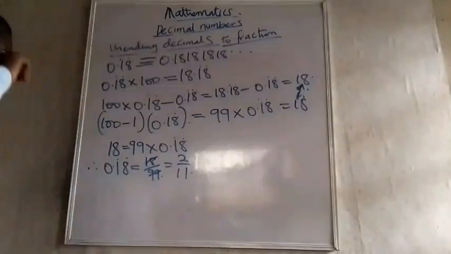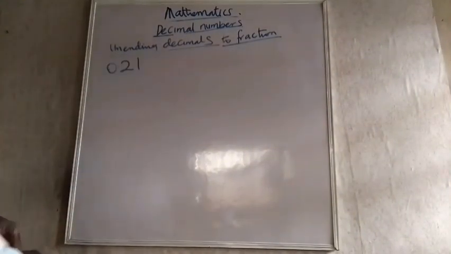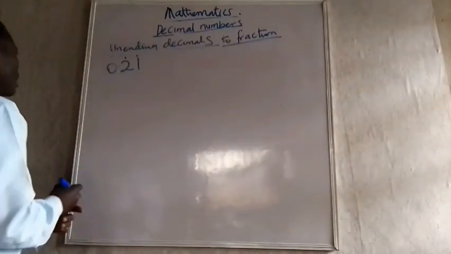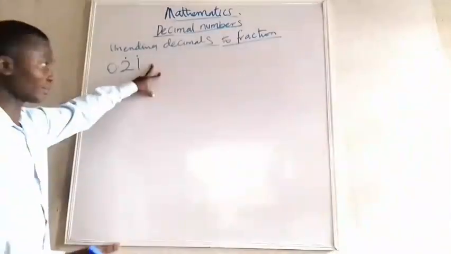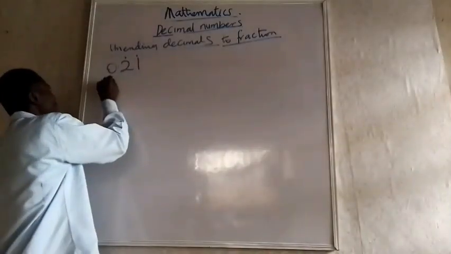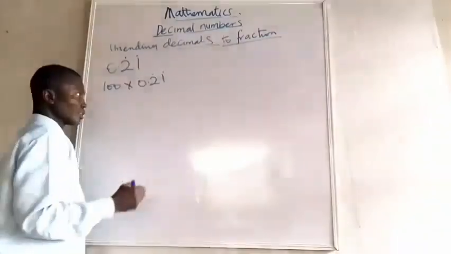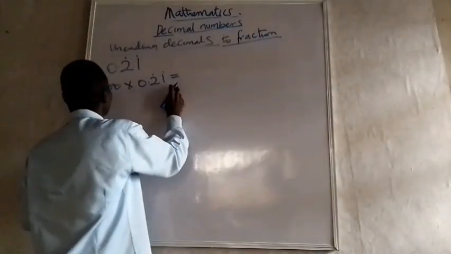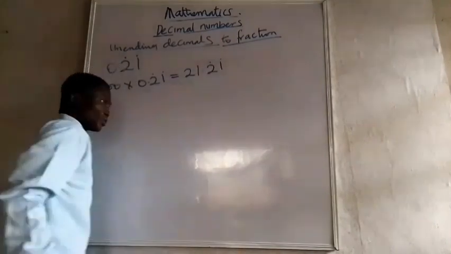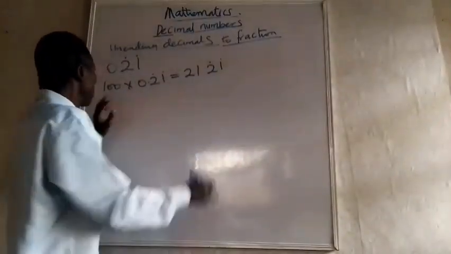Let's look at another one. That is 1 over 7. Now look at this. Let's convert this one to a fraction. Because we have 2 numbers that are being repeated, we need to multiply by 100. So let's go. It means that 100 times 0.21 recurring gives 21.21. You know, it continues to recur. Now, let me subtract this one from this whole number.